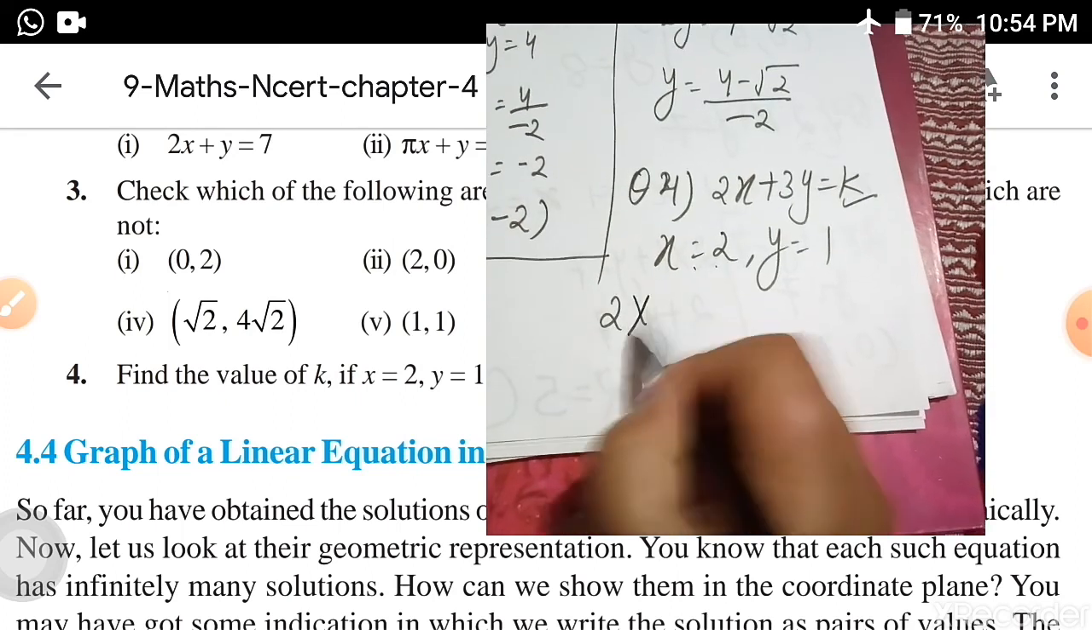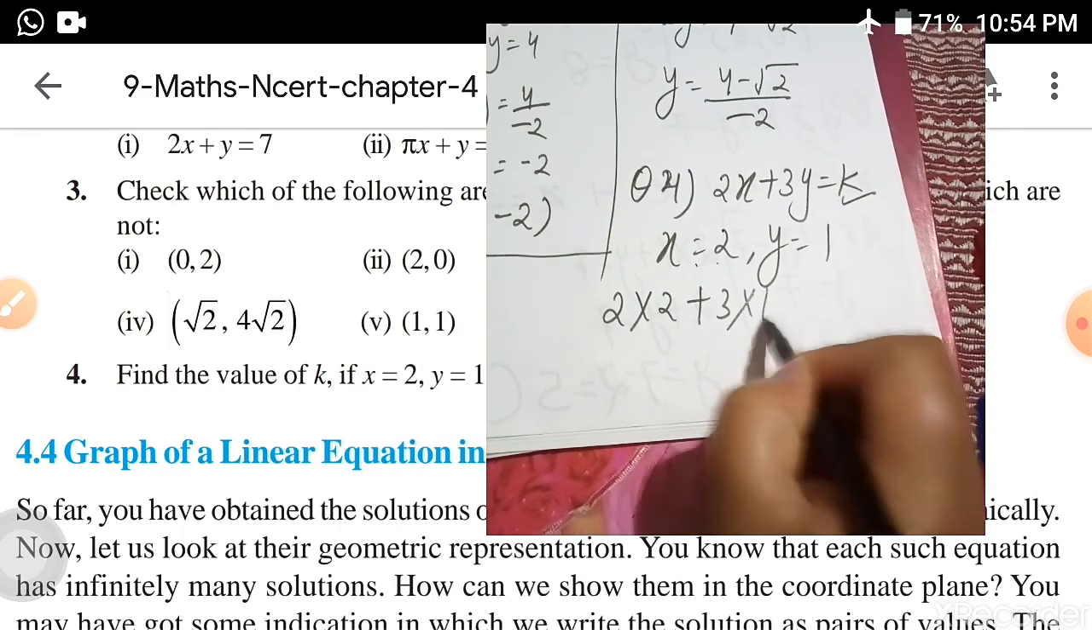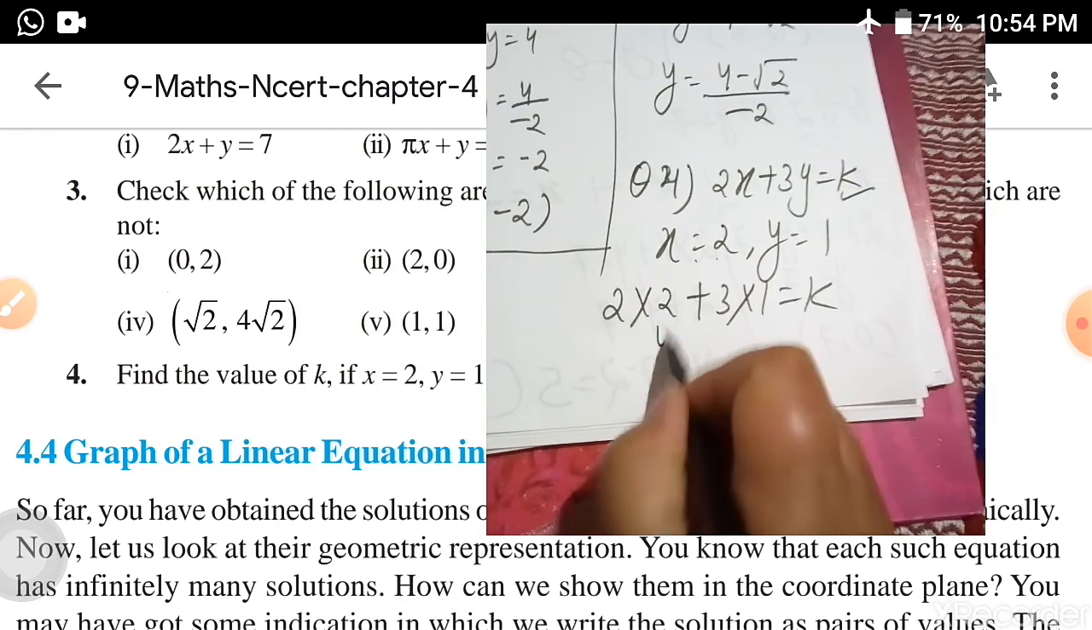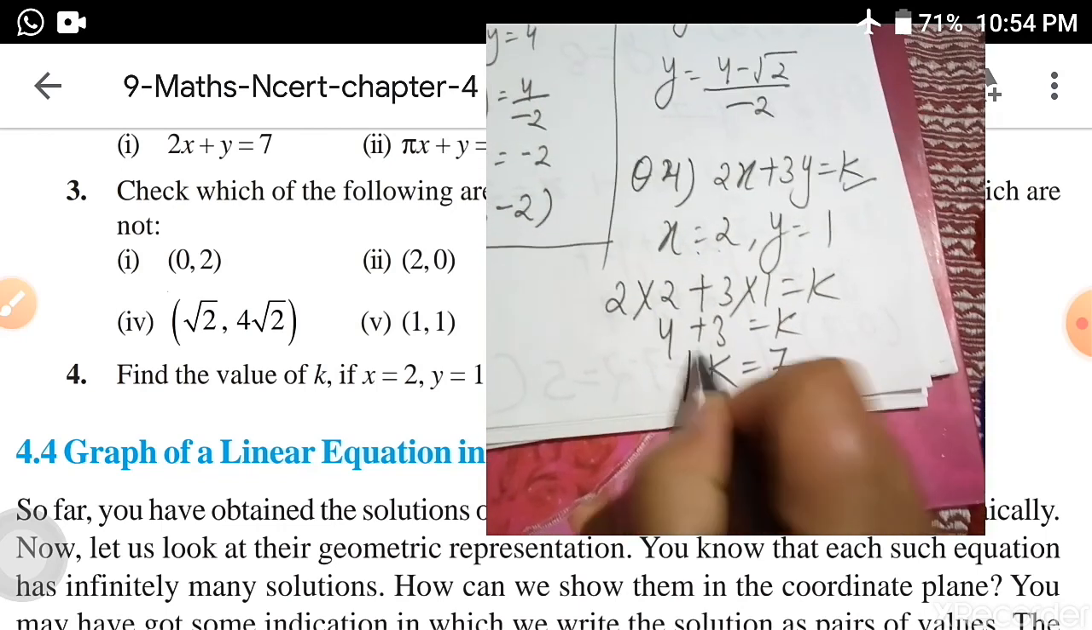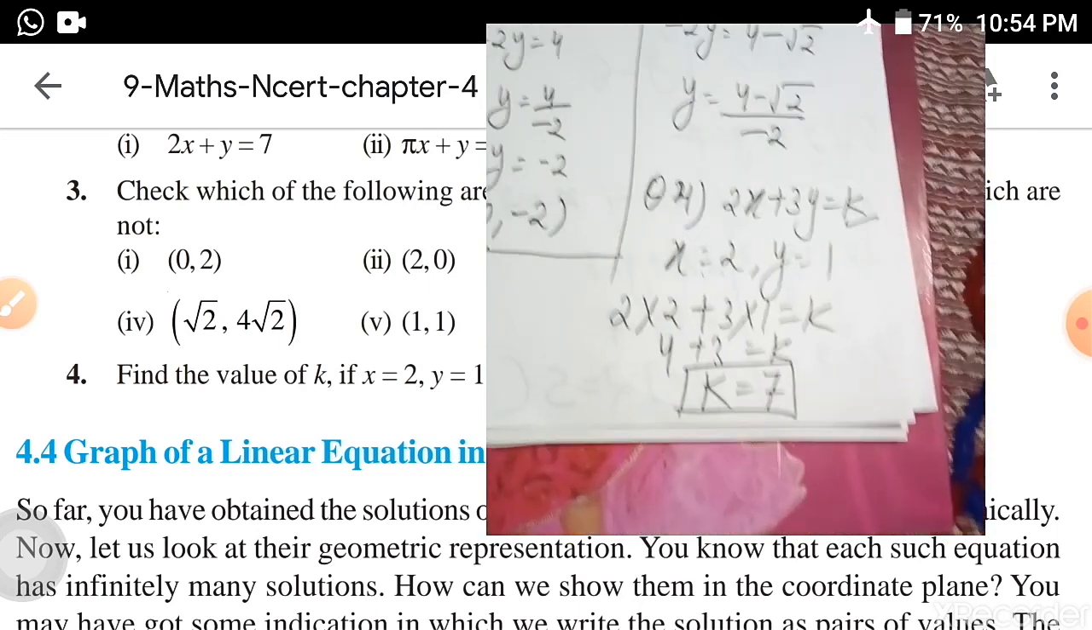We will write 2 into 2 plus 3 into 1 is equal to k. 2 into 2 is 4, plus 3 is equal to k. That means k is equal to 7. This is the answer of this question and this exercise is finished.